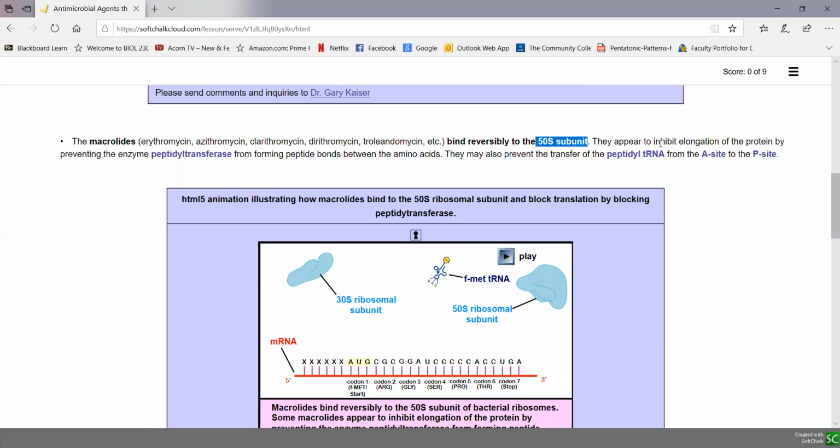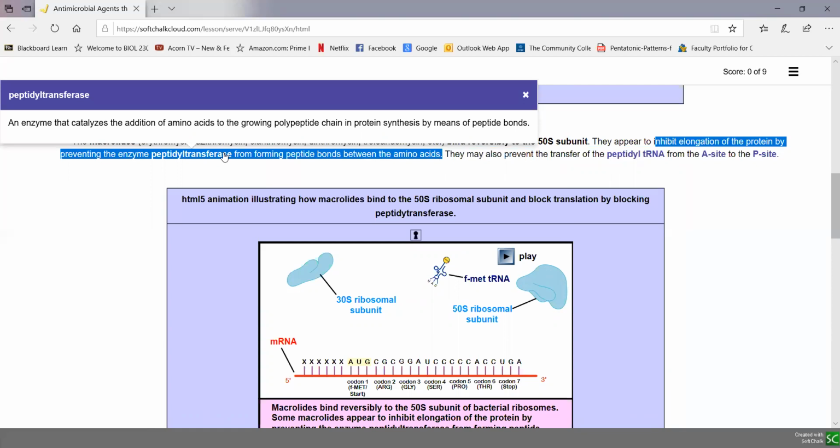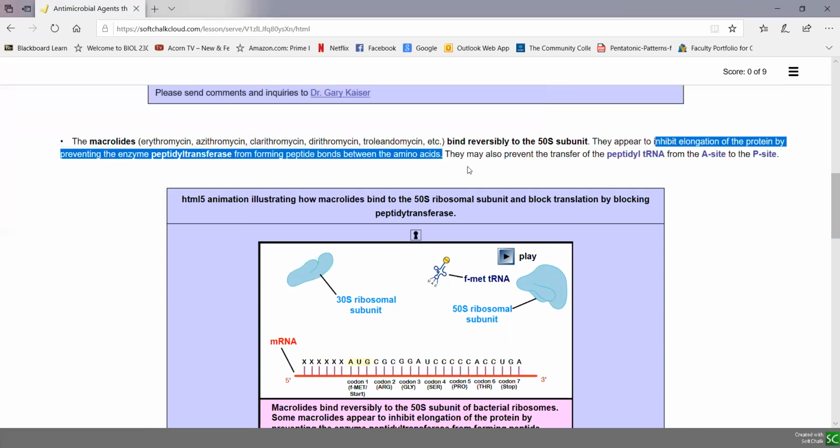Some can inhibit the elongation of the protein by preventing the enzyme peptidyltransferase from forming peptide bonds between the amino acids. Now, the peptidyltransferase that forms the peptide bonds between the amino acids is actually a part of the ribosome located where the peptide bonds are going to form, and the drug binds to that area, thus blocking the enzyme peptidyltransferase, so no peptide bonds are formed. The amino acids are never joined together, and that prevents protein synthesis.